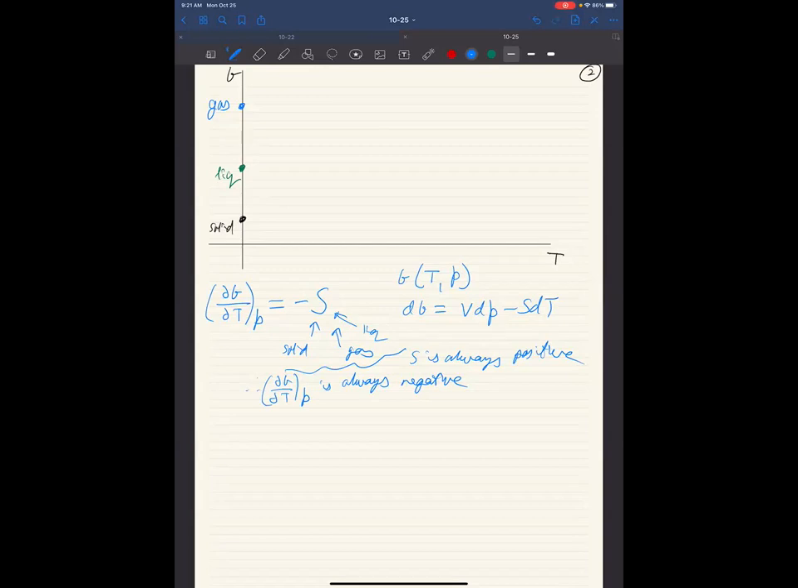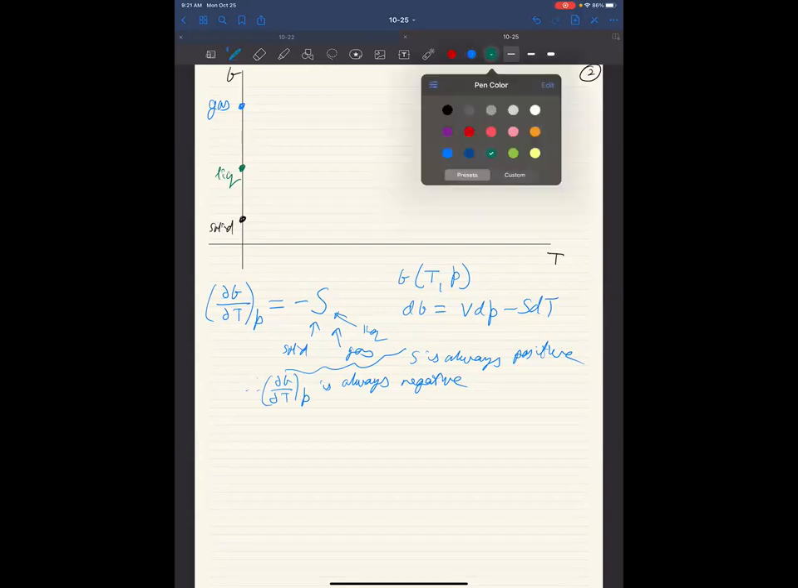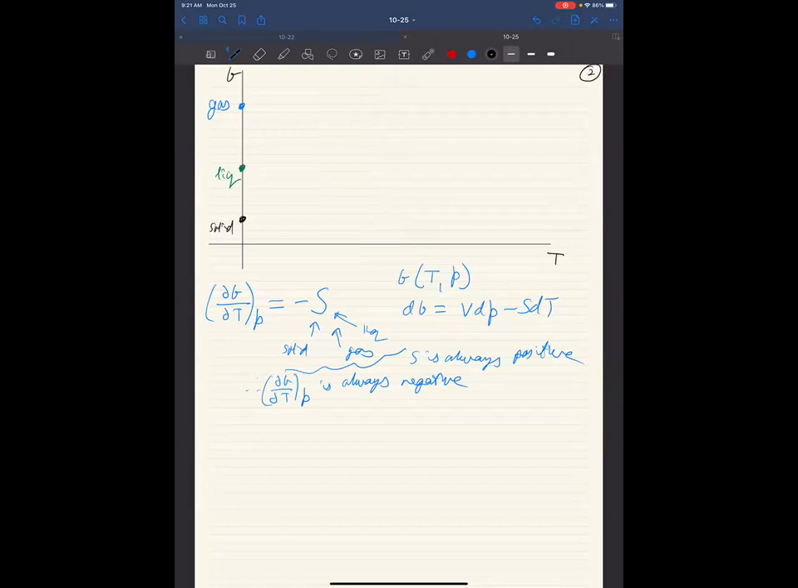So G, the change in G with respect to temperature, has to slope downwards. So let's say for solid, the curve is going to look something like this. It will have a negative slope. It will keep decreasing as you increase the temperature. The question now is what happens to liquid? Liquid will also have a downward slope, right? It will keep decreasing as a function of temperature.